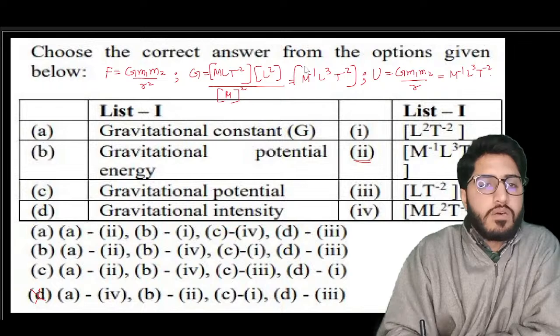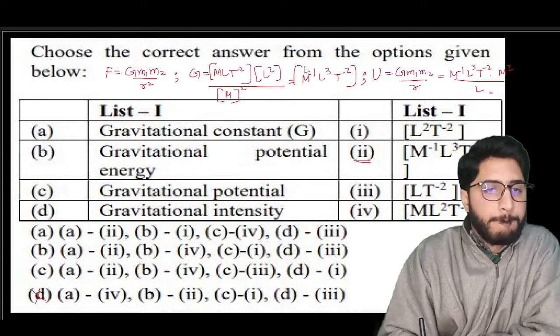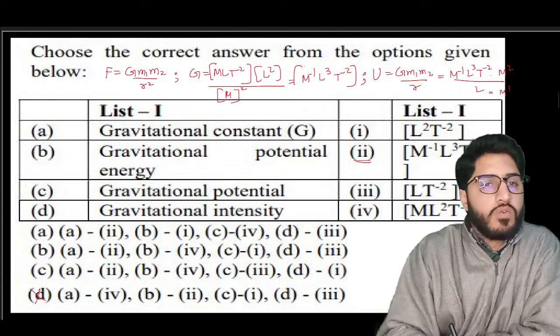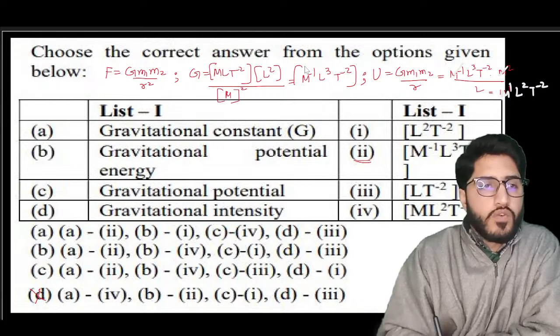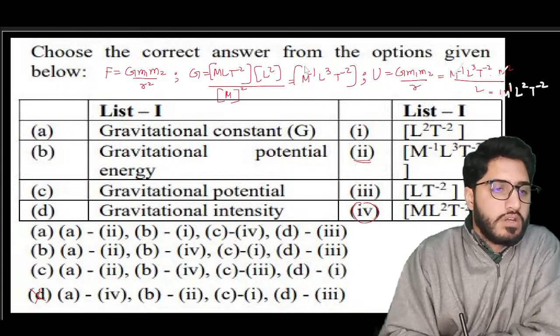Then I have mass, that is m square, whole divided by L. Clear? So I have m1 now. It is m1, m1, it cancels out. L3, then it is L2, T minus 2. That is option 1, right? It is option 1. This one cancels out.